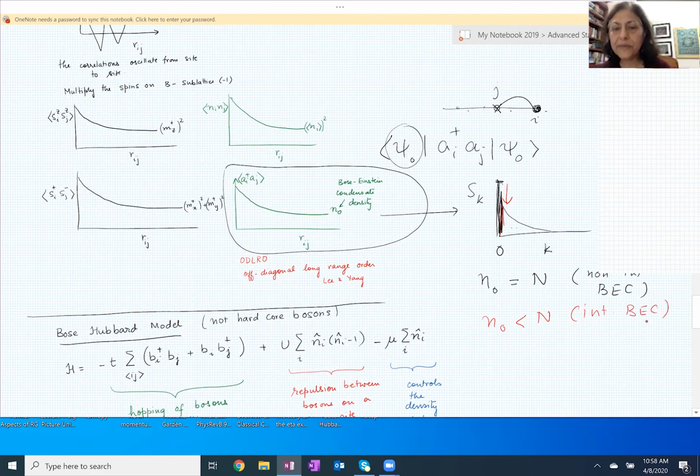But it is still a BEC. It still has long range order so long as N0 is non-zero. In a similar way in the magnetic case, it still has some XY order if you continue to have some N0. But if N0 goes to 0, then you have no long-range magnetic order in the XY direction.